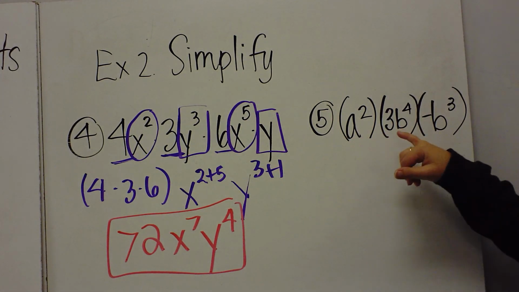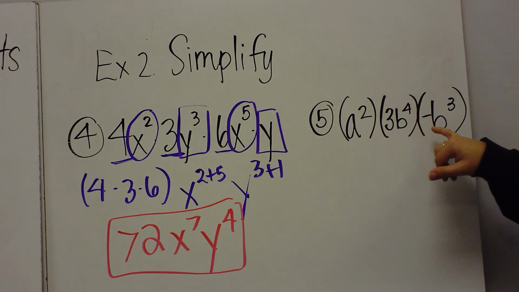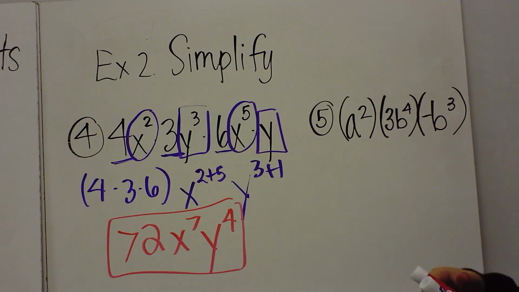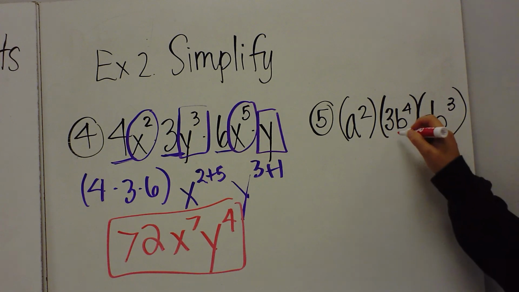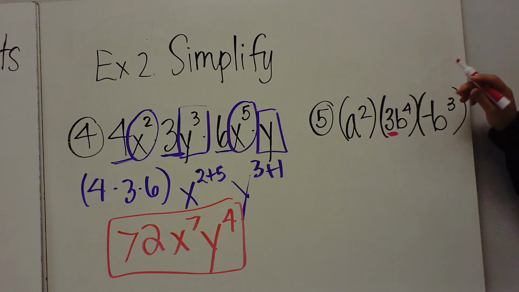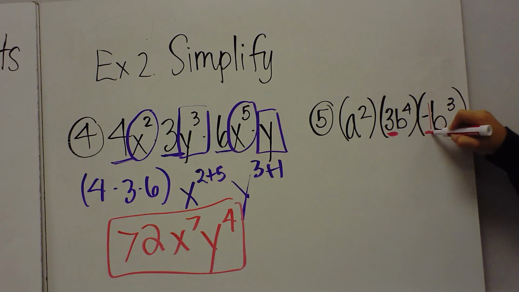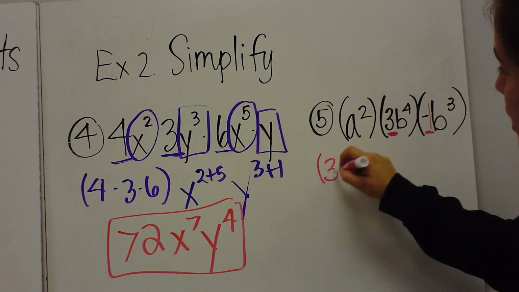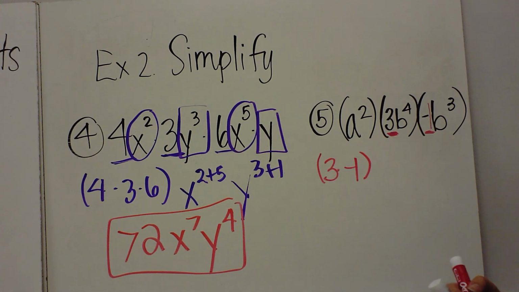A squared times 3b to the 4th times negative 1b to the third power. So again, I start with my 3. And then what do you think we're going to put right here? We're going to slip in a 1. So this is like negative 1. So 3 times negative 1.